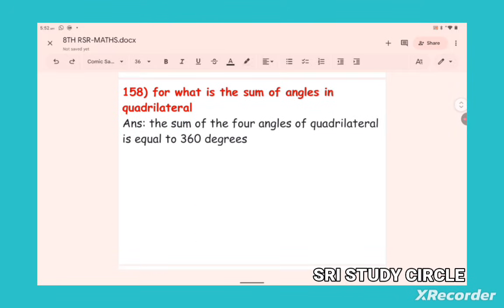Next question, what is the sum of angles in a quadrilateral? What is the answer? 360. According to the angle sum property, the sum of all 4 interior angles of a quadrilateral is equal to 360 degrees.